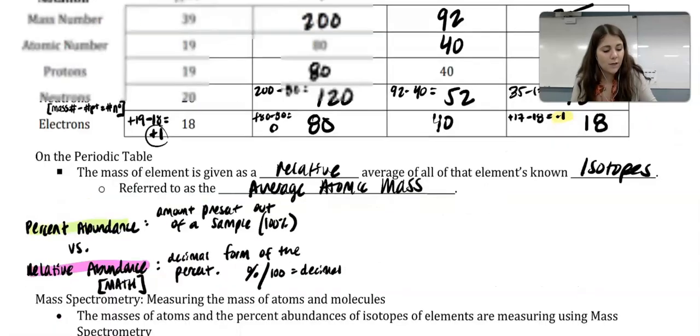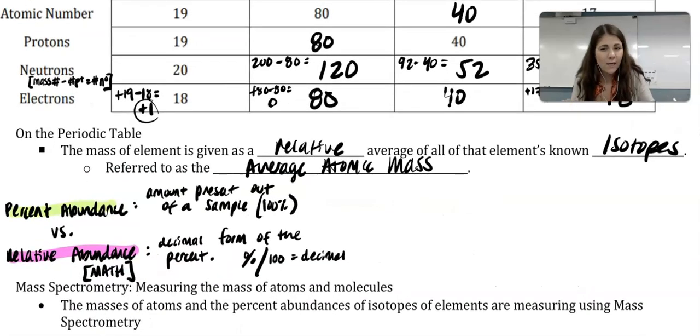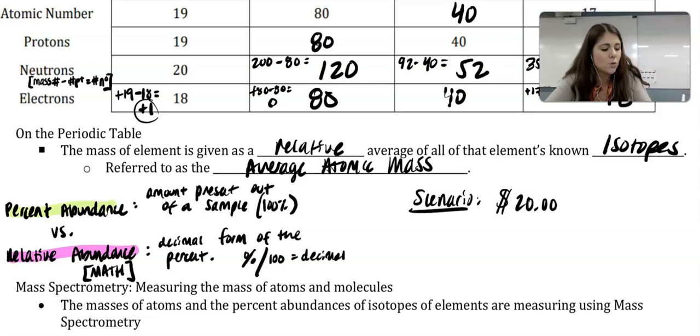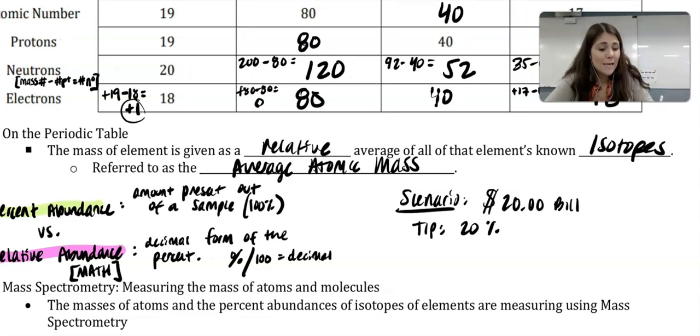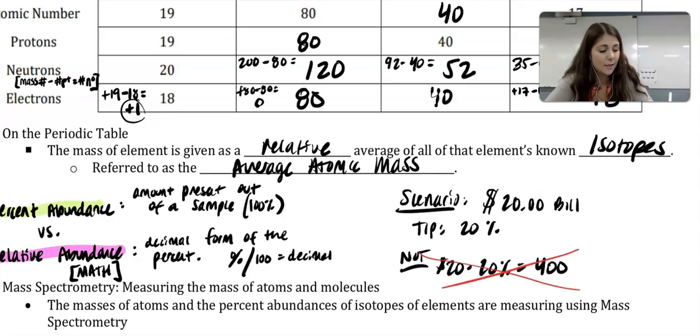And I'm going to show you kind of an example of why we need to get relative abundance. So here, I'm going to give you a quick scenario to show you what I mean by the math portion. So let's say you go out to lunch and your bill is $20 and you want to tip 20%. Well, here, you would not do 20 times 20% because that would be 400. This does not make sense at all.